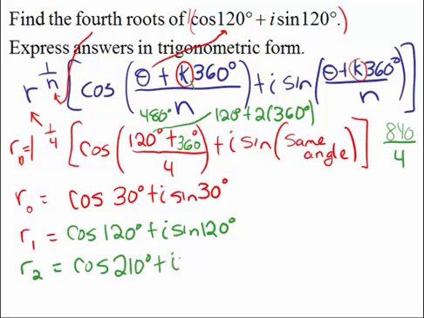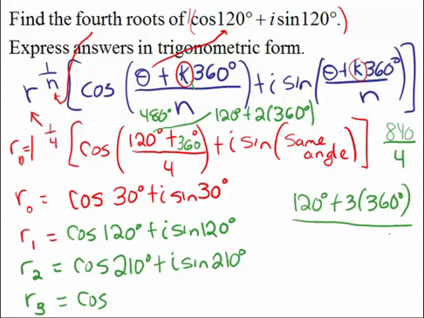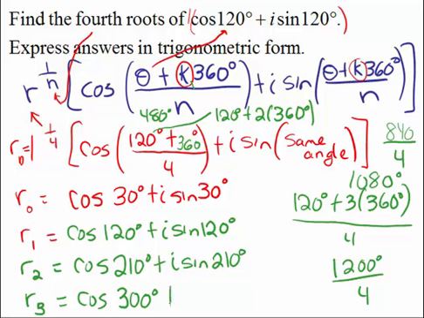And then to get the last one, I'm going to do the same thing, but I'm going to put a 3 in for k. So let's go over here and work that. It's going to be 120 plus 3 times the 360 degrees. So this is going to be 3, this is going to be 8, carry the 1, 1080 plus 120 divided by 4. So that looks like that's going to be 1200 divided by 4. So 4 will go into 12 3 times and put our 2 zeros on there. I sine 300. So our 4 roots in trigonometric form look like that.